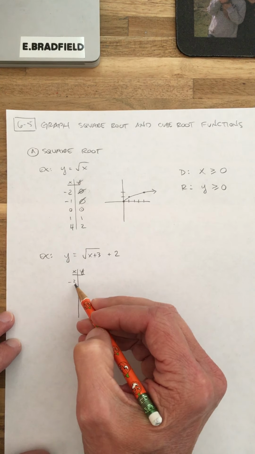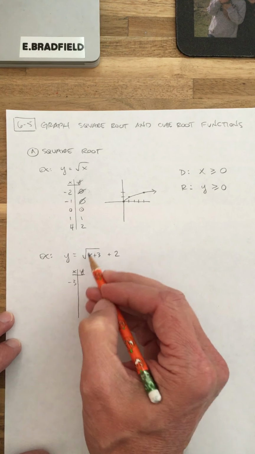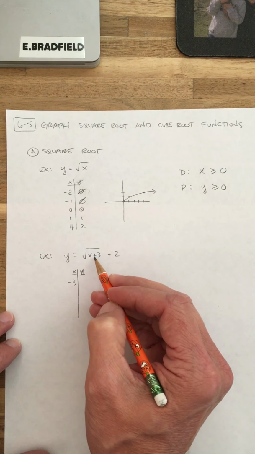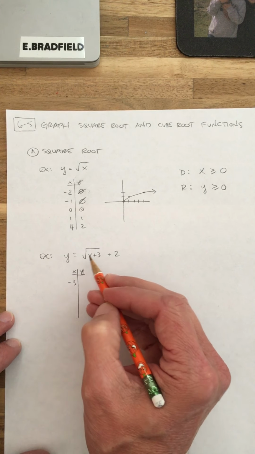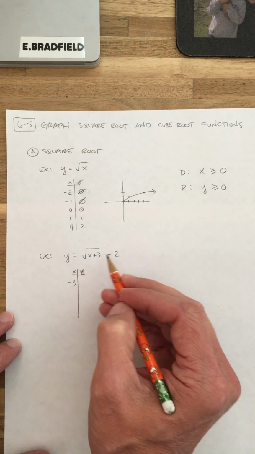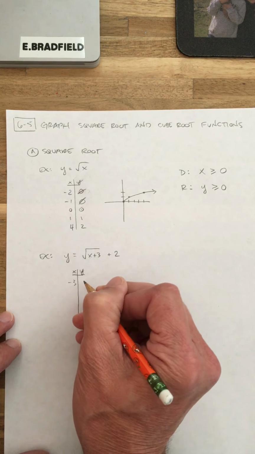So -3 is a great place to start because that sets our radical here at 0. Okay, so -3 plus 3 is 0. The square root of 0 is 0. And now just add 2. 0 plus 2 is 2.